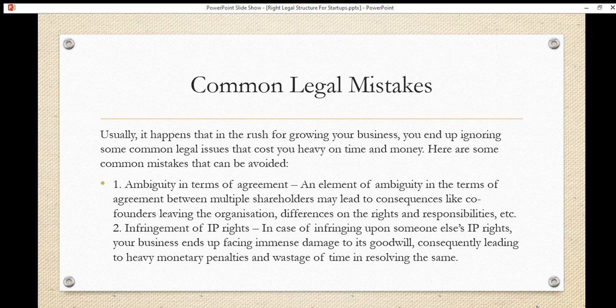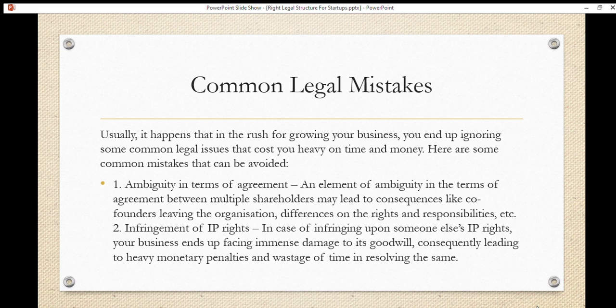First thing we will be discussing is the common legal mistakes. Usually it happens that in the rush of growing your business, you end up ignoring some common legal issues that cost you heavily in time and money. Here are some of the common mistakes that can be avoided. These mistakes are being committed by some new entrepreneurs and startup founders, but you have to avoid them so that you will not face any problem in future.